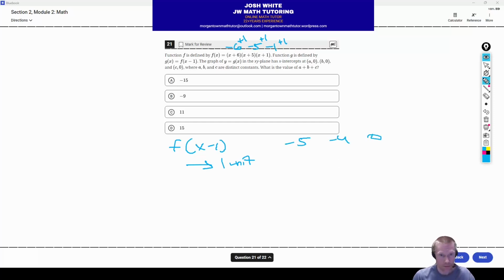So just go ahead, add those up. We get -9, same answer that we got from the graph. But maybe that's quicker, maybe that's easier. If you're able to identify that shift, then just add the values and do it that way. That's fine as well.